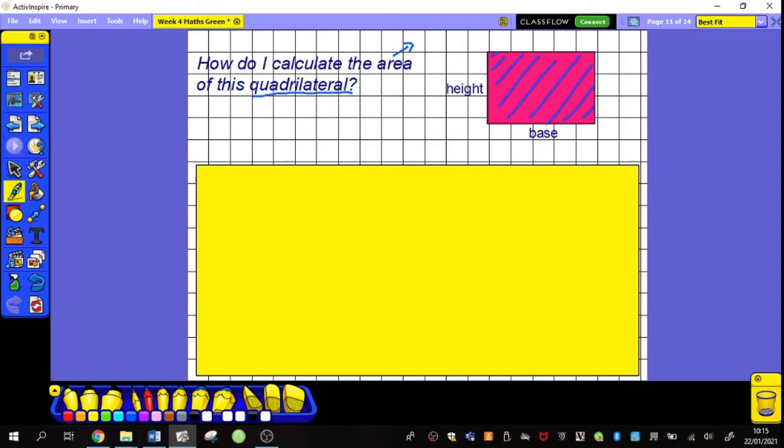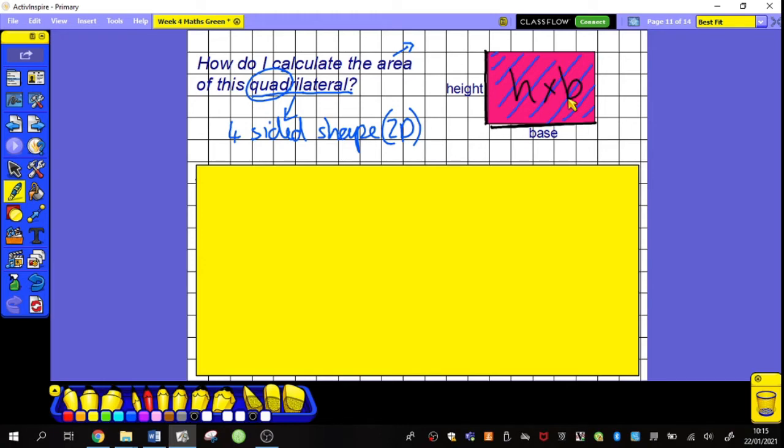Next thing I need to know is what quadrilateral means. Now quadrilateral, my clue there is quad, is just a four-sided shape, or 2D shape, I should say. Okay, so to calculate the area of a quadrilateral, so the space inside of a quadrilateral, I simply take my height here and I multiply it by the base. So we can use that in a little formula as height multiplied by base.